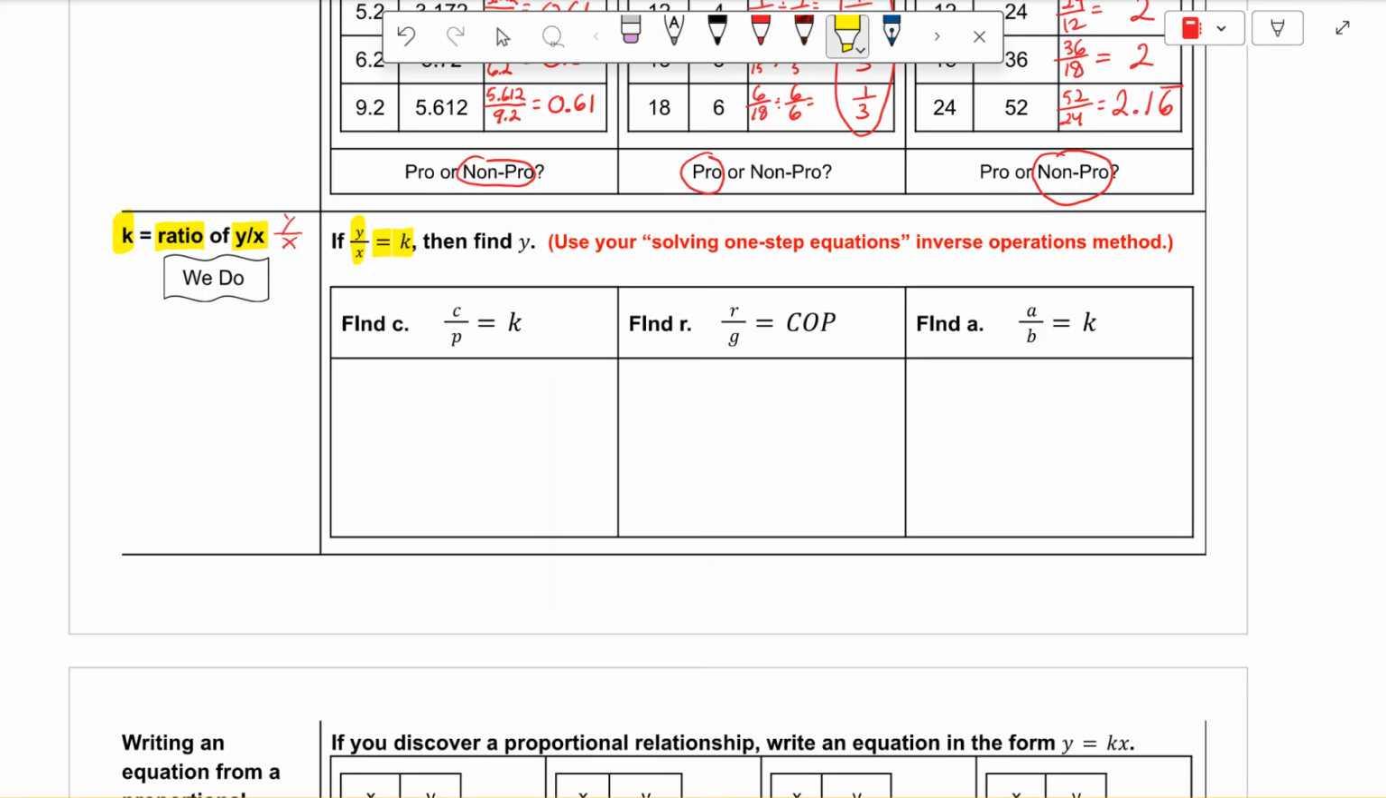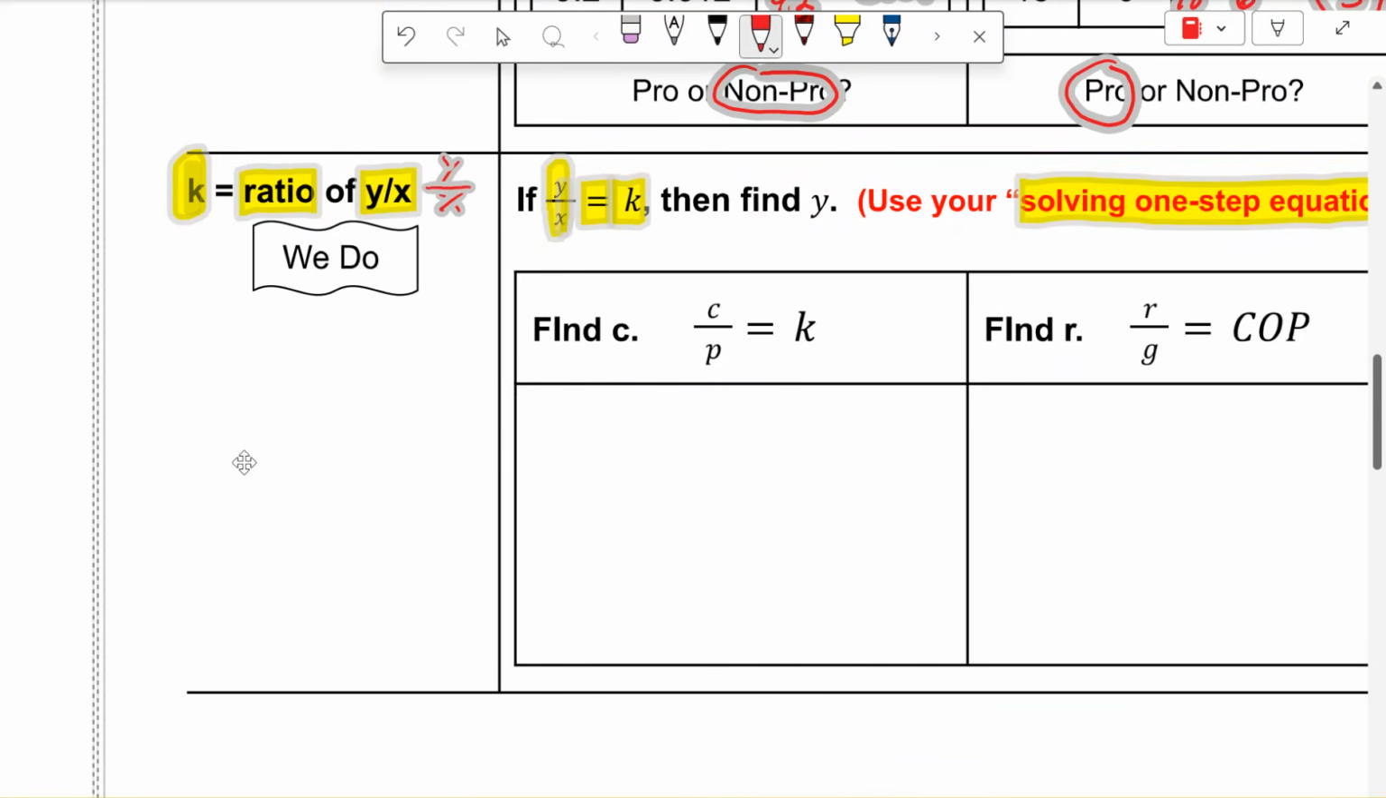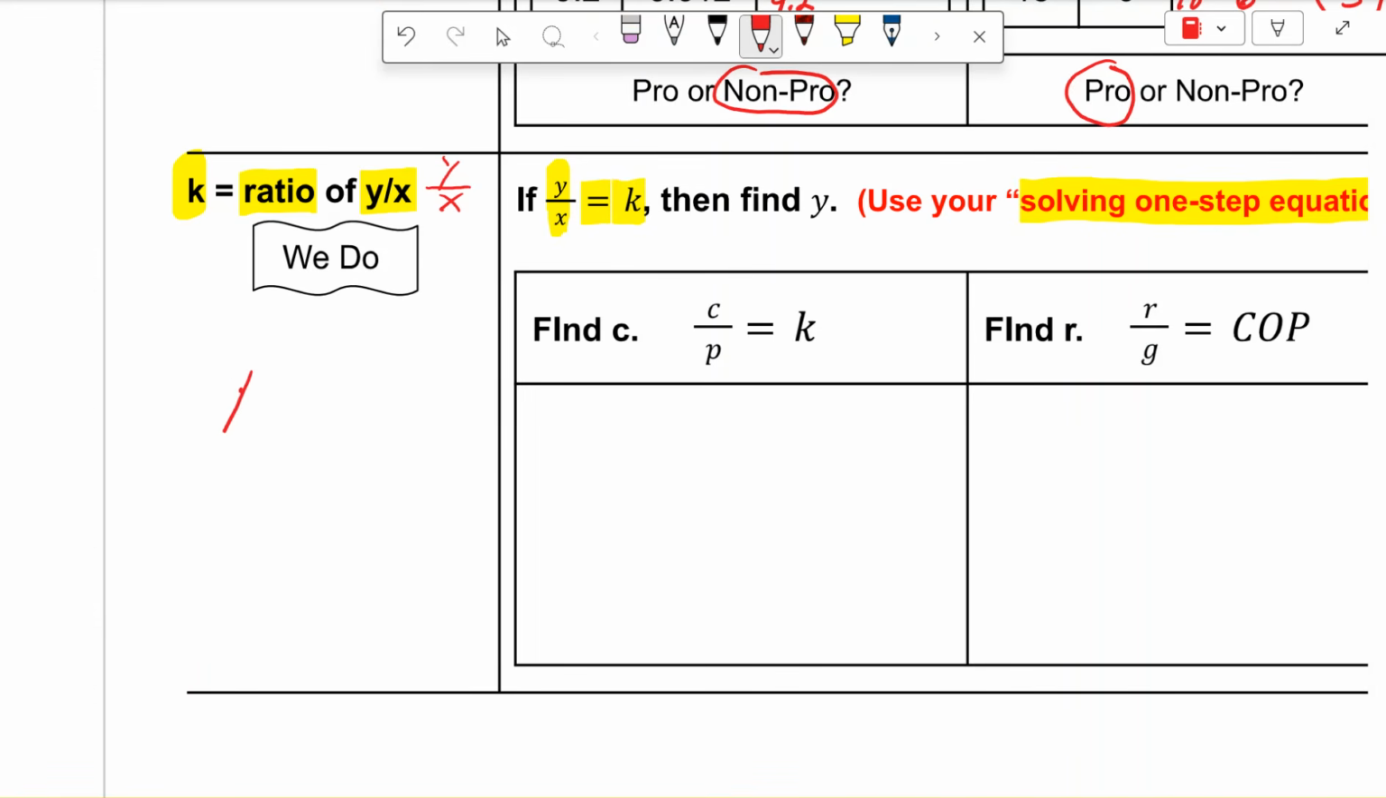Okay, so how do we do that? Well, we use your solving one-step equations with inverse operations method. All right, so that's something that you have been doing a lot of, and we're going to go ahead and figure this out. Okay, so on this one, let's do one in the margin over here first. Y over x is k. Now we know that's true, but it says then find y. We want to find y, so we're going to locate y.